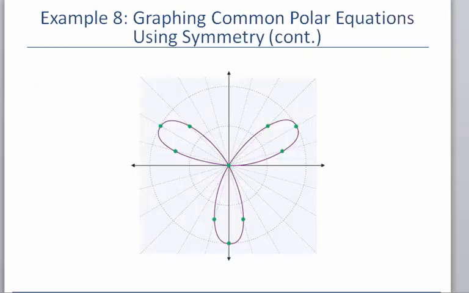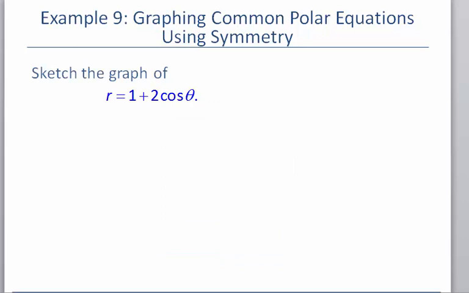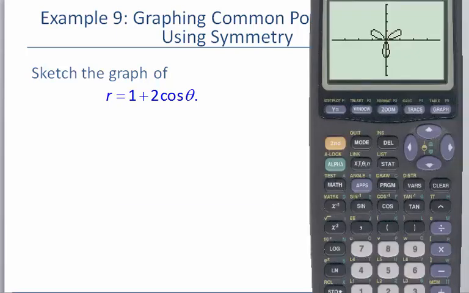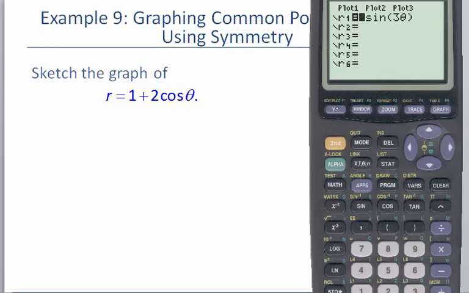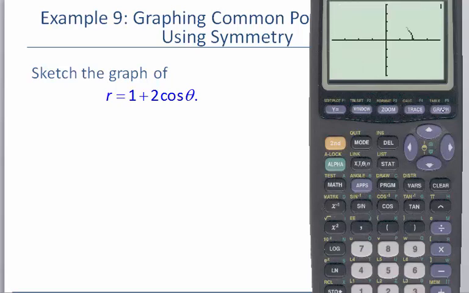Let's try another one. Sketch the graph of r is equal to 1 plus 2 cosine theta. So let's go back into our y equals screen. Let's clear out the old equation and let's type in the new equation. 1 plus 2 cosine theta. We'll press the graph key and we can see the new equation being drawn.